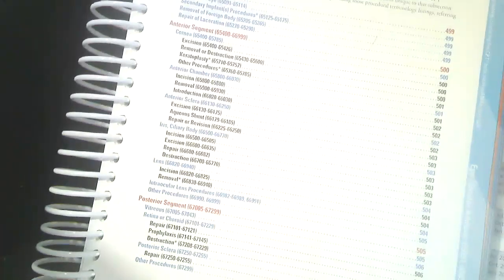Something I will point out before we even get started is all the codes in this section, as well as in the auditory and operating microscope, are from the 60,000 series. There are also 60,000 series codes in the previous section, which was the nervous system. It's right here on the previous page. So why does that matter?